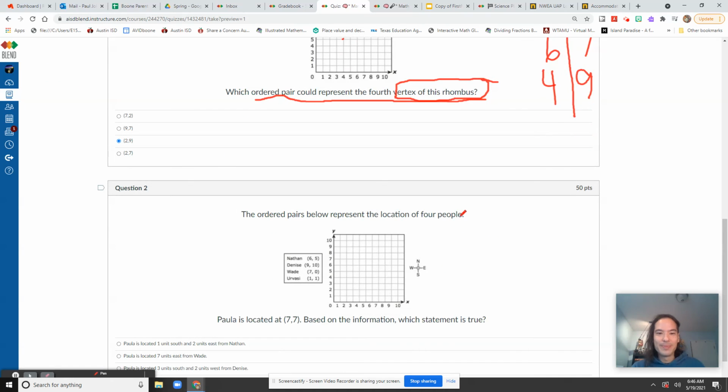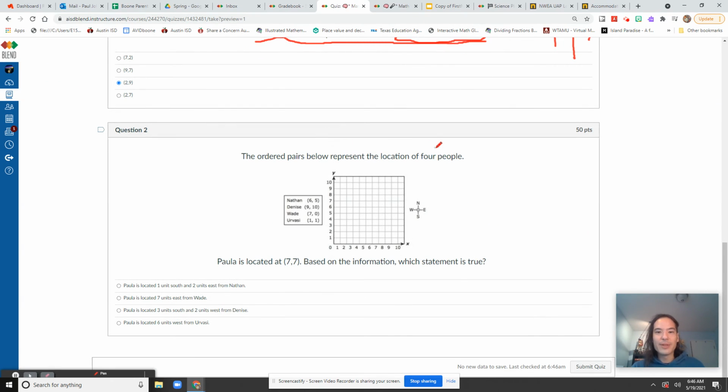All right, next one. Ordered pairs represent the location of 4 people. Paula is located at 7-7. Based on the information, which statement is true? You're going to have to use this box of information to decide which one of these statements is true. Paula is located at 7-7, so she ran 7, 1, 2, 3, 4, 5, 6, 7, and then jumped 7.